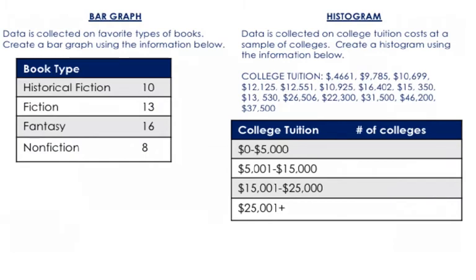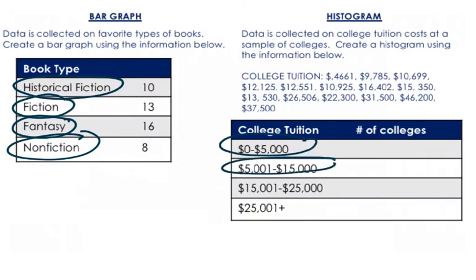Okay, so let's look at this. On the left is a bar graph. So notice that for your categories, you have words, and in the histogram, your categories are actual numbers. So that's the difference. You can read through this. If I'm looking at the histogram, the number of colleges that are between 0 and 5,000, I just count them, is 1. The number of colleges with tuition between 5,001 and 15,000 is 6. The next one, 3. The next one, 4. So it's the same, except bar graphs are for word categories, histograms are for number categories.